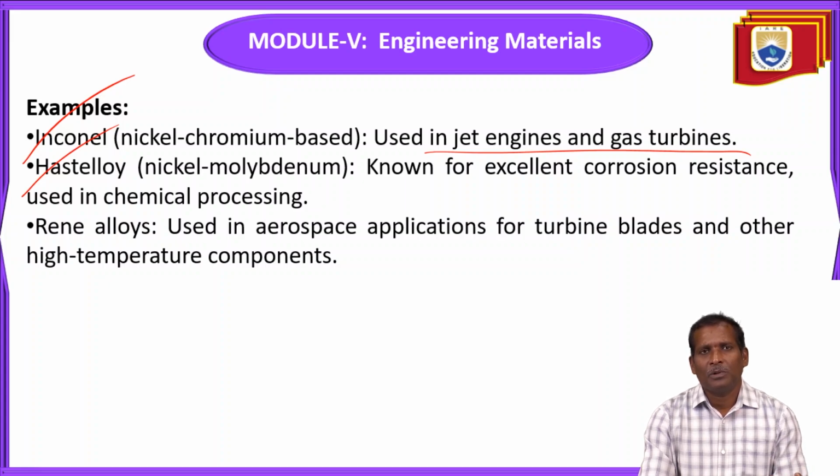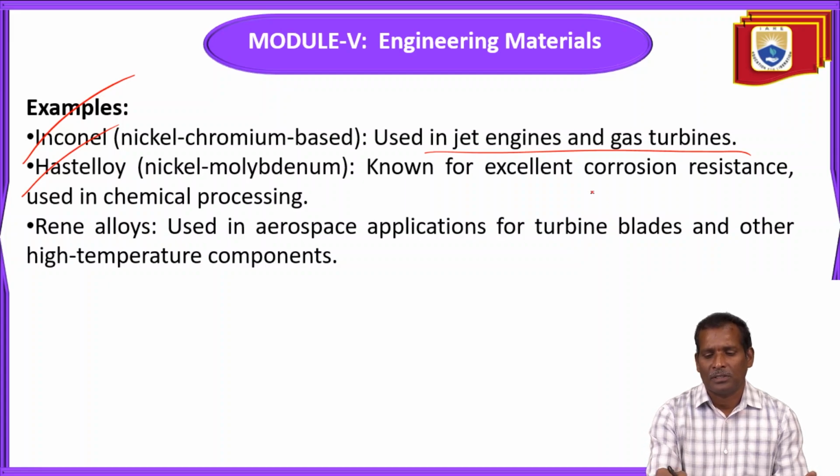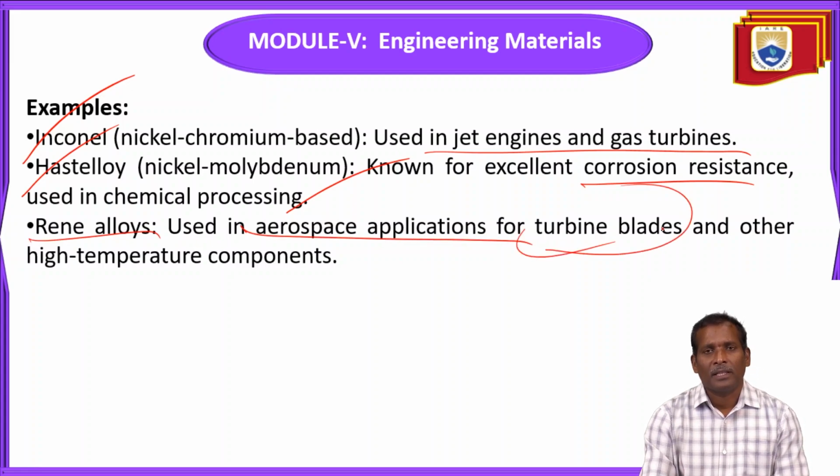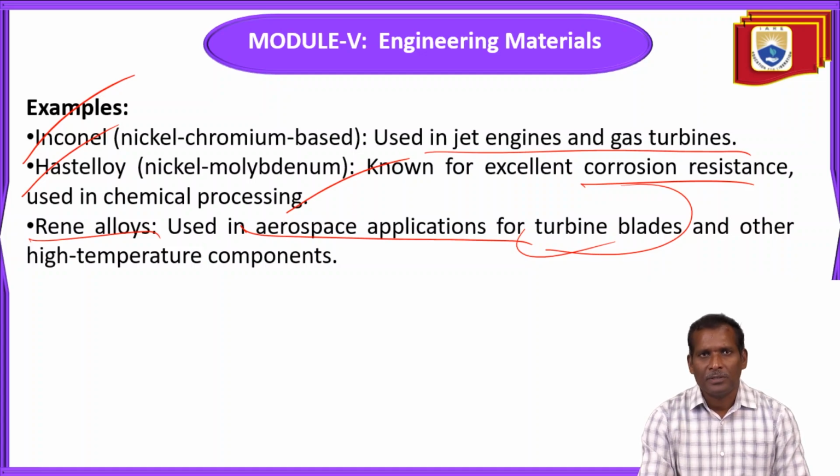So the example for these superalloys is again shown here: the material Hastelloy, known for excellent corrosion resistance and used in chemical processing. Rene alloys are used in aerospace applications, the turbine blades, and other high temperature components.